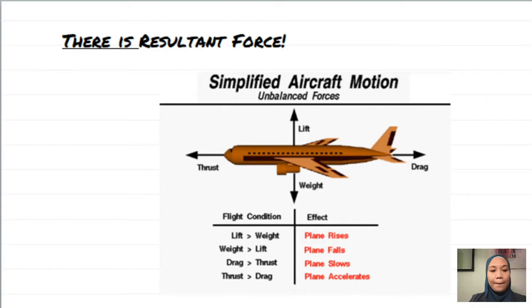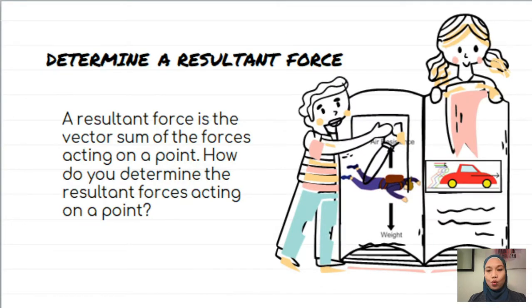Next, how to determine a resultant force. When we discuss "how," the answer is we want to know the method. How is the question, and the explanation is the method. What is the sequence to solve the problem to determine the resultant force? A resultant force is a vector sum.